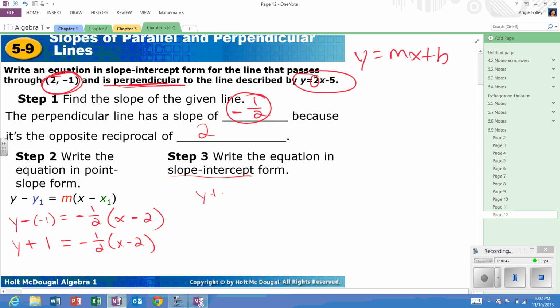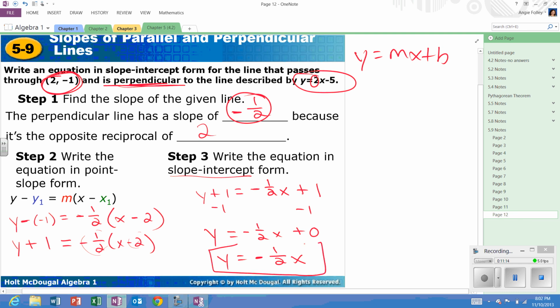So I'm going to distribute that negative 1/2. So this will become a positive 1, because when I take a negative 1/2 times a negative 2, that 2 is going to cancel. Okay, so then I'm going to move this 1 over, and I get y equals negative 1/2 x plus 0. And we don't actually have to write that 0 in. We can just write y is equal to negative 1/2 x. That means that it's passing through the origin. That's why that intercept is 0.